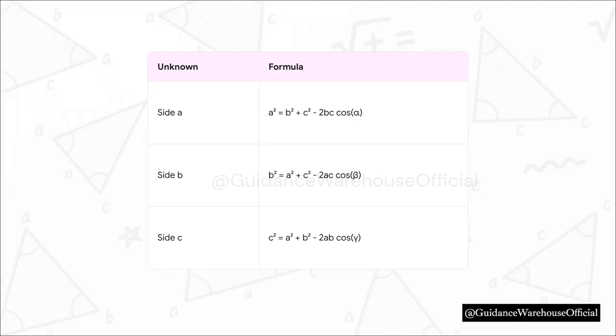Now, what's really fascinating here is the pattern. I know, at first glance, these three formulas probably look like an intimidating jumble of letters, but look closely. Each equation begins exactly like the Pythagorean theorem. For instance, a squared equals b squared plus c squared, right? But then we subtract a piece, 2 times the product of those exact same two sides, multiplied by the cosine of the angle opposite to the side we're trying to find. Once you spot that sandwiching pattern, it becomes incredibly easy to memorize and work with.